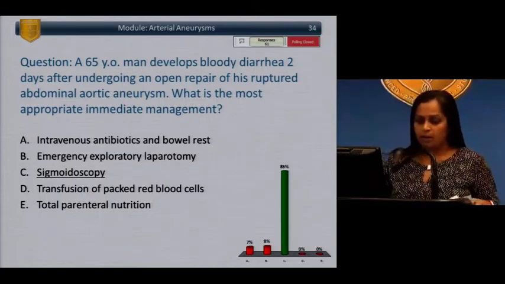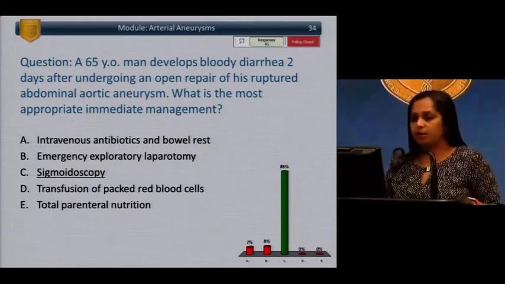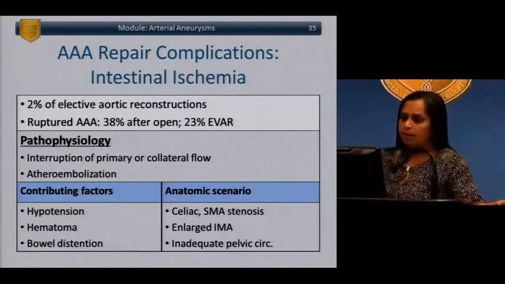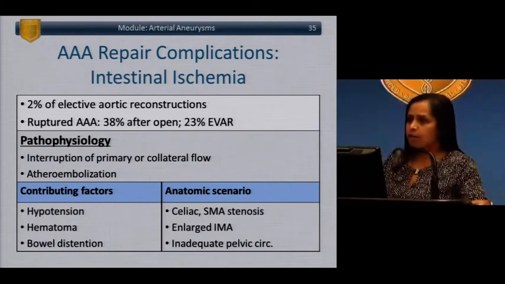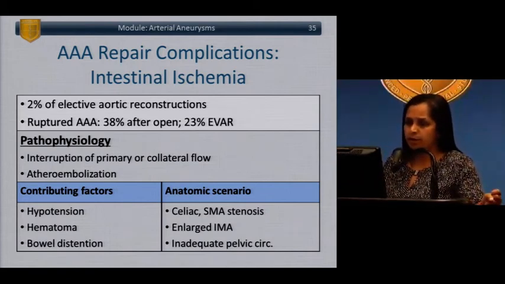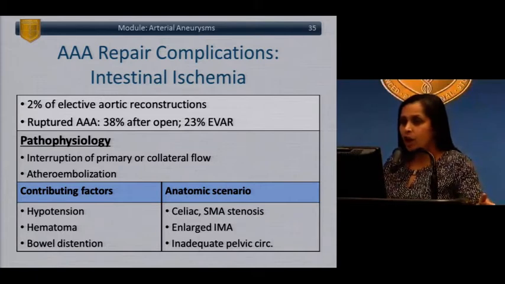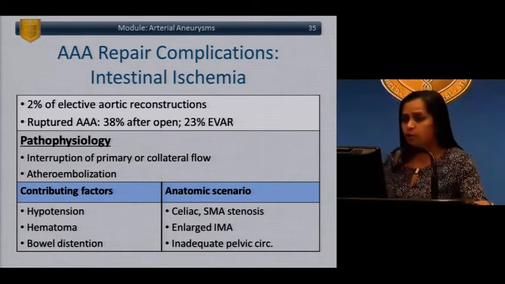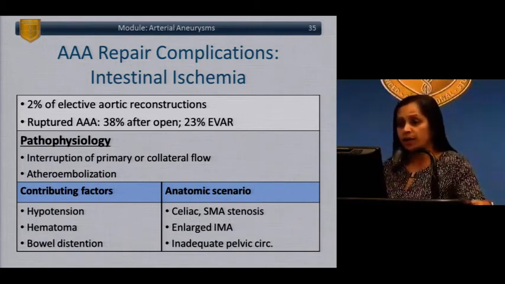The correct answer is C, sigmoidoscopy. So the dreaded complication of colonic ischemia after abdominal aortic aneurysm repair. This is really an uncommon complication with elective repair, but can happen, especially after ruptured aneurysm repair. More common after open than endovascular.